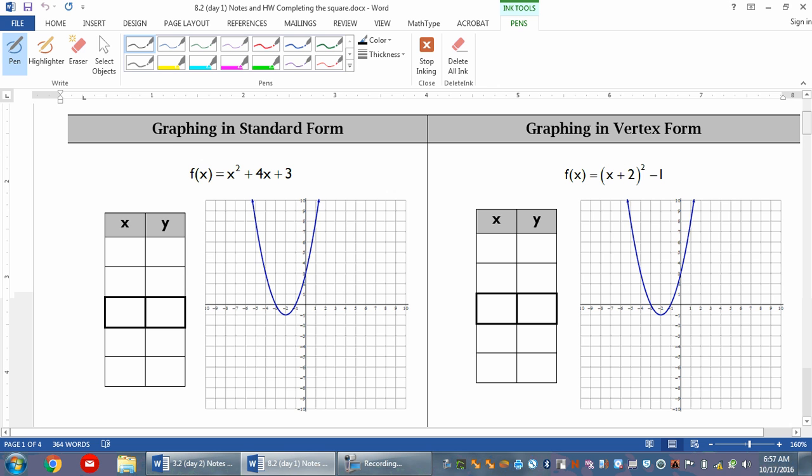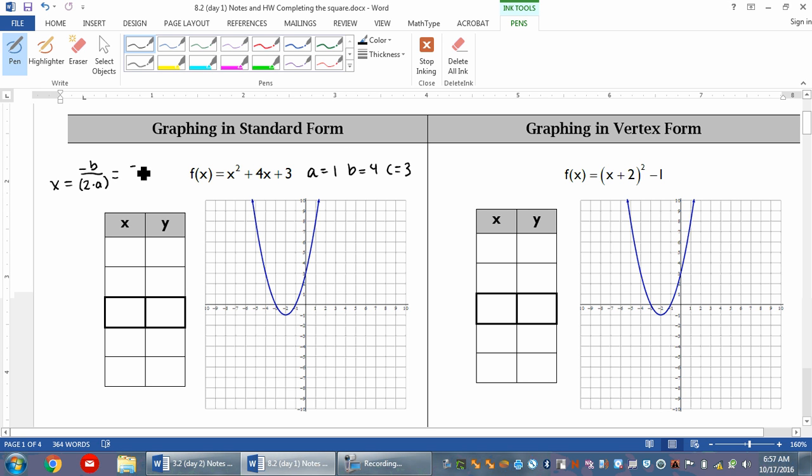So if you notice, the left-hand side is the equation for the standard form, ax squared plus bx plus c. When a is 1, b is 4, c is 3. When the equation is in standard form, we have to actually calculate the vertex. Remember that formula: x equals the opposite of b over 2 times a.